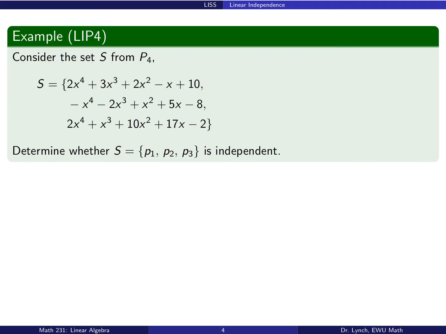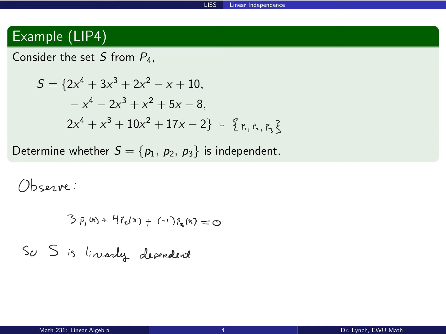So here's an example, sort of an unfamiliar example, but an example of vectors from P4. I'm going to call these vectors P1, P2, and P3. Okay, I'll let you verify that 3P1 plus 4P2 minus P3 is equal to the 0 vector. So we see then that S is linearly dependent.